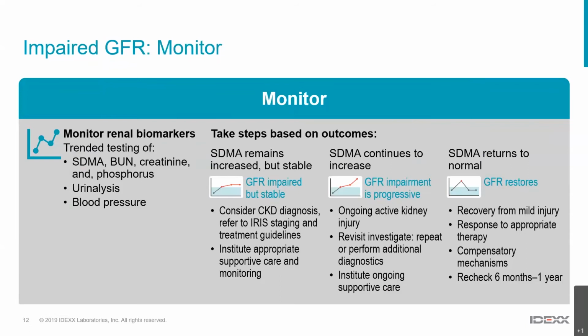If when we recheck our patient's renal biomarkers, we find that SDMA remains increased but stable, so for example, it was initially 17, we recheck it a couple of weeks later, it's 18, then that's telling us that our patient's GFR is impaired but stable. We likely want to consider a diagnosis of chronic kidney disease here, so we're going to refer to the IRIS staging and treatment guidelines, as well as instituting appropriate supportive care and monitoring.